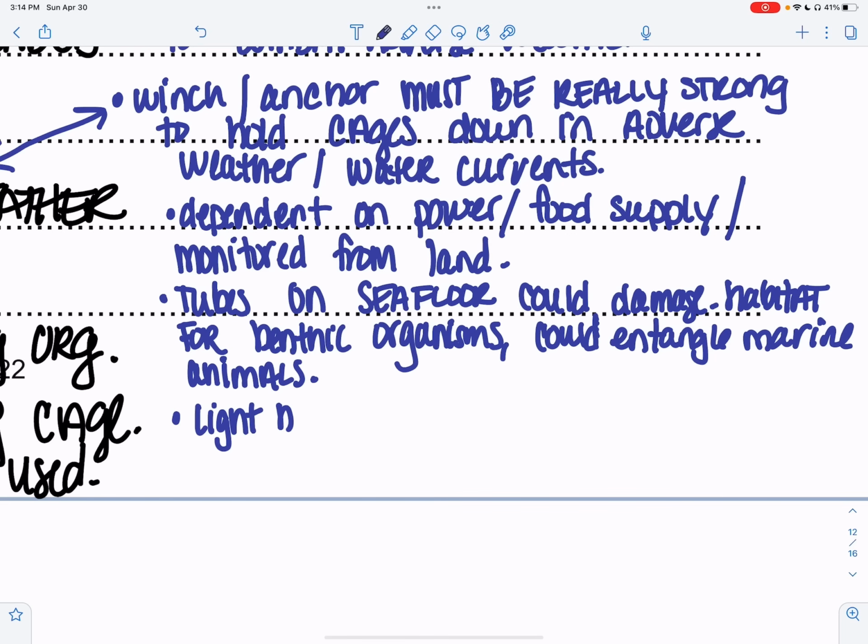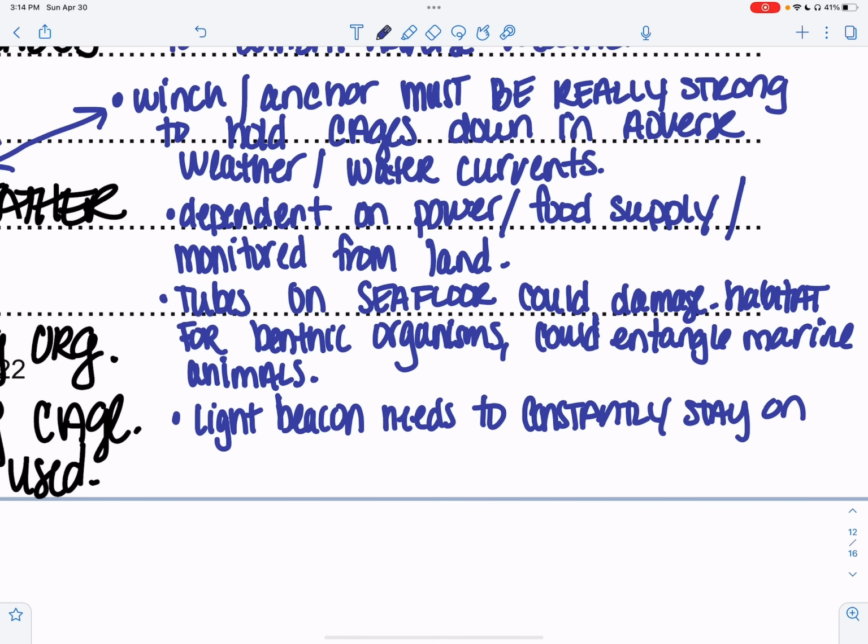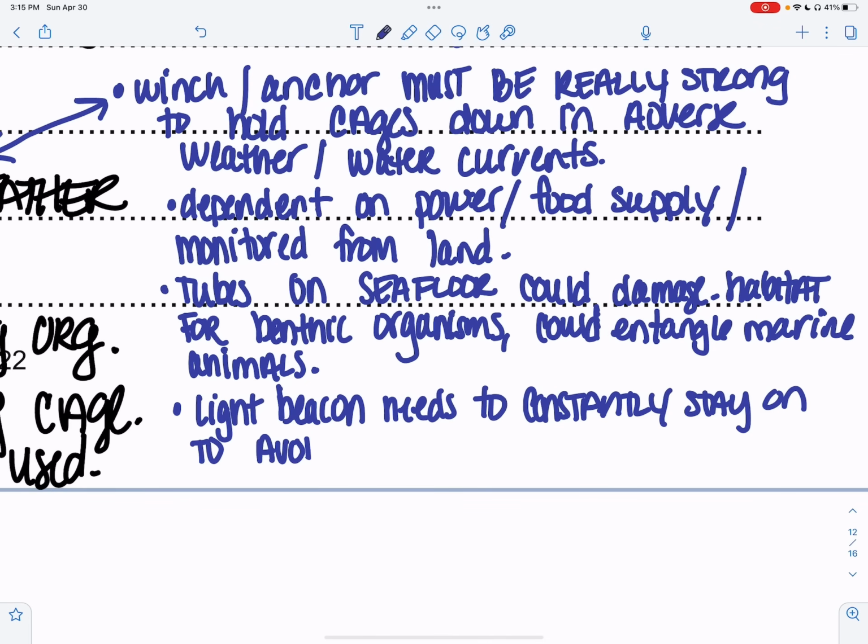The light beacon or the light source needs to constantly stay on so it can avoid getting damaged by shipping or damaged by a boat. So they can see it in the water.